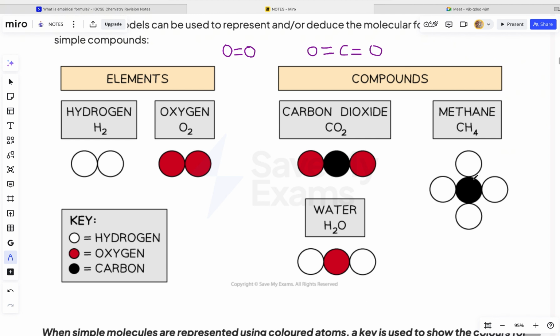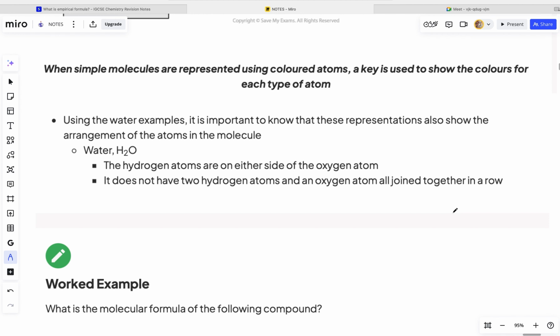For methane, carbon is black, hydrogen is white. Okay, in the diagram, you can give a key to show which one is red, which one is black, which one is white. So methane is like this, you have C, then bottom bonded with 1 hydrogen, right bonded with 1 hydrogen, top bonded with 1 hydrogen, and left bonded with 1 hydrogen. So this is for methane. Is that okay? Now let's move on quickly. So when simple molecules are represented using colored atoms, a key is used to show the colors for each of them. So that's just that.